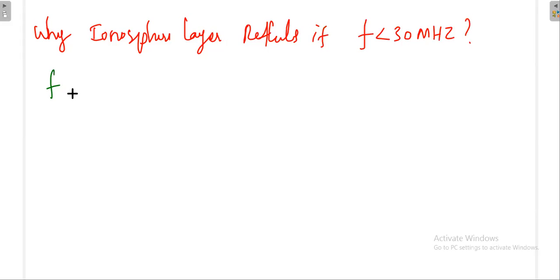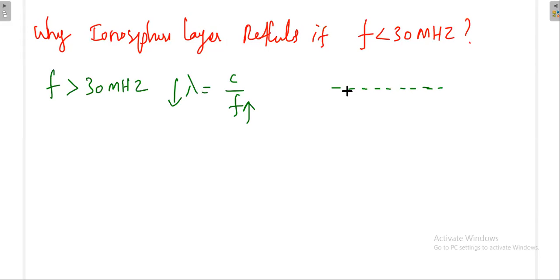Suppose you take frequency more than 30 megahertz. If you keep on increasing the frequency, what will happen to the wavelength? The wavelength will decrease. In the ionospheric layer there will be ions, and there will be a distance between the adjacent ions. If your wavelength is much smaller than the distance between the ions, then the signal will easily escape to space and will not get reflected.